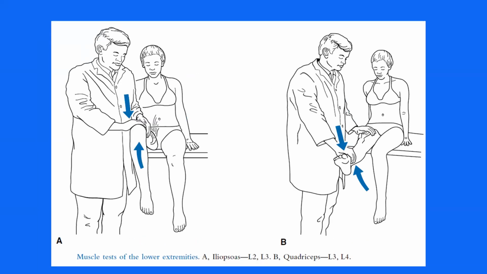Hip flexion is iliopsoas, which is lumbar 2 and 3. Extension of the thigh is lumbar 3 and 4.